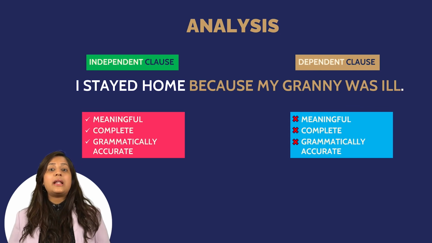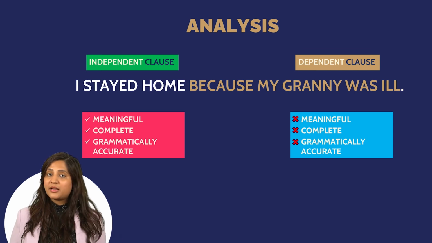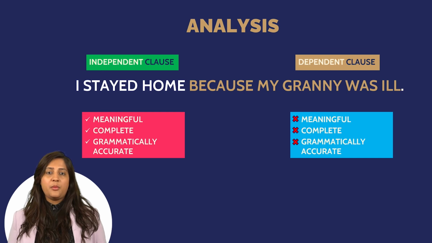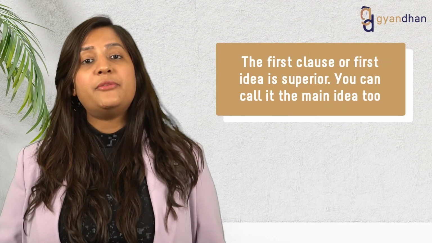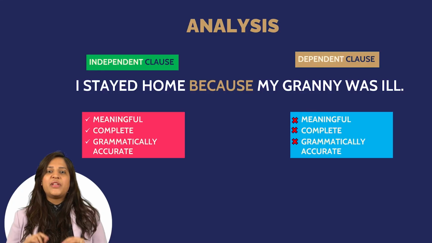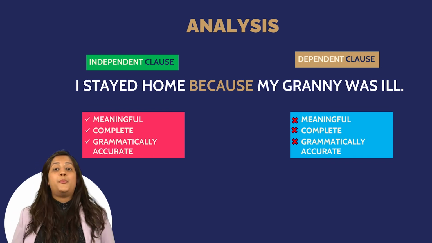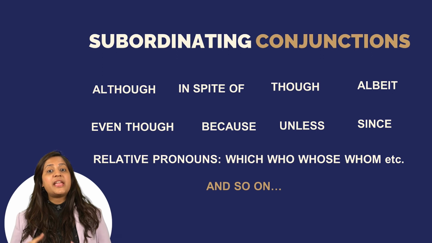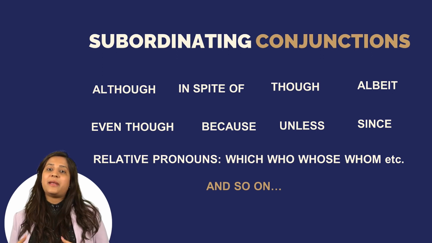Such clauses are called dependent clauses. They always need the support of an independent clause to sound meaningful. Therefore, these two ideas are not equal in importance too. The first clause or the first idea is superior. You can call it the main idea. And in order to connect ideas of varying importance, we need subordinating conjunctions. Because is an example. Here are a few subordinating conjunctions which we can use to join independent and dependent clauses. Even relative pronouns can be used.